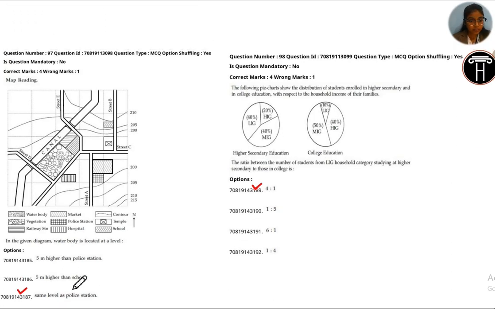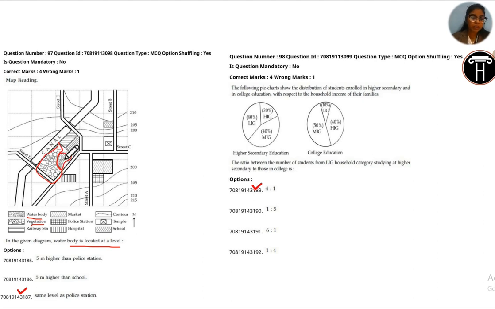Next question you have, in the given diagram, the water body is located at a level. So it is asking about the level of the water body. So where do I have the water body? This is our water body. See, look very carefully. Water body and vegetation both have different legends, and this one is your vegetation part, and here you have your water body.